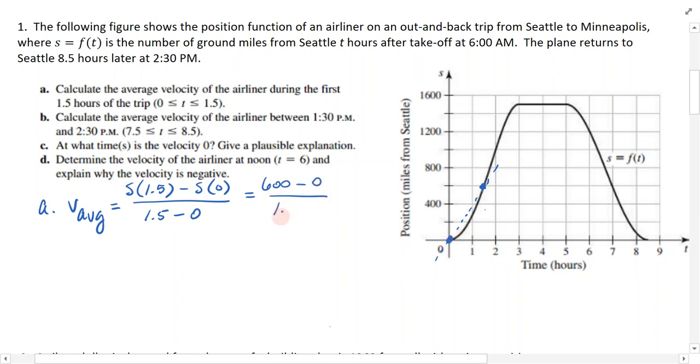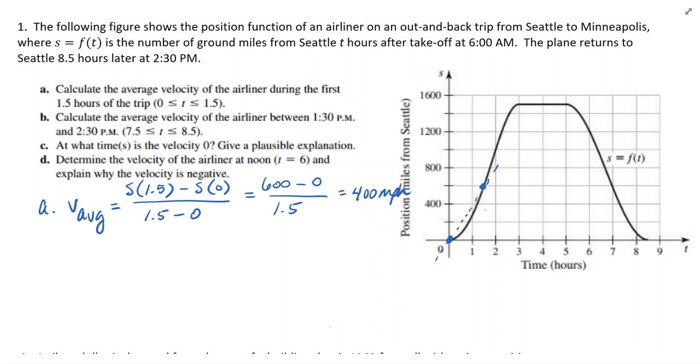All over 1.5. And that gives me 400 miles per hour, yes, 400 miles per hour velocity. That's the average velocity from time 0, 1.5 hours into the flight, in other words.